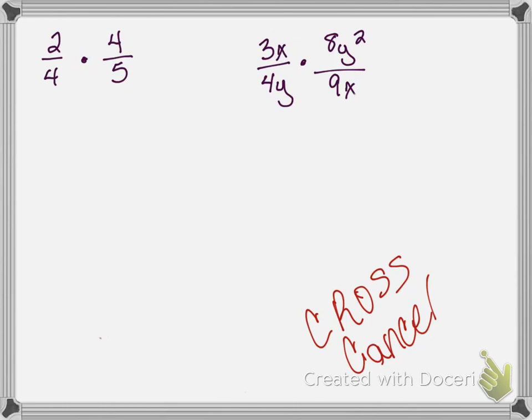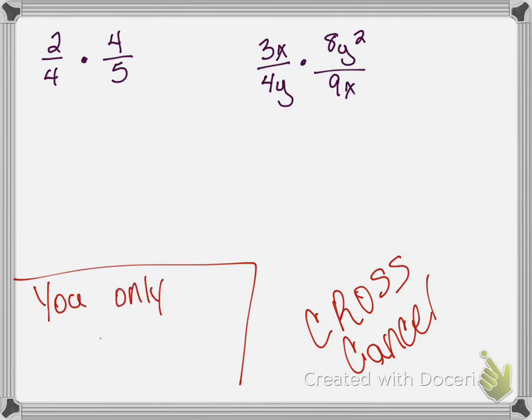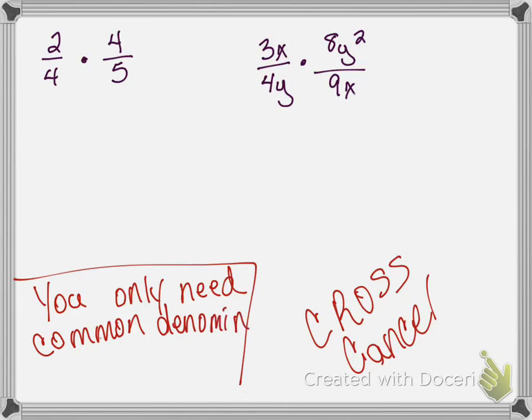So when you see this, you only need a common denominator when adding and subtracting. You do not need a common denominator when you're multiplying and dividing. So we don't do common denominators until Tuesday. This we cross cancel.